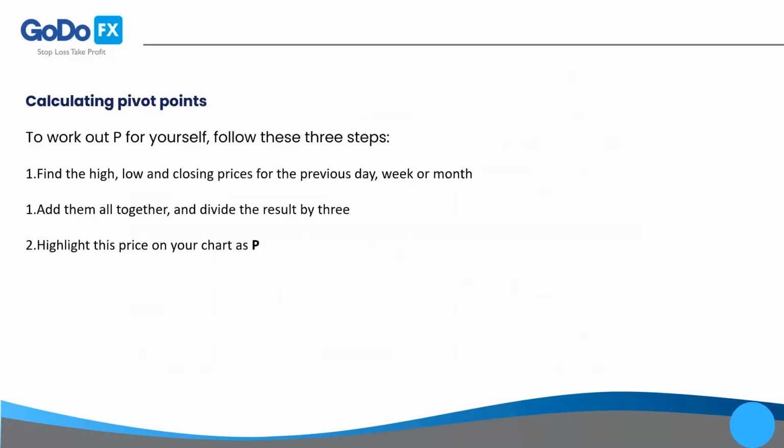So how to calculate pivot points? To work out P for yourself, follow these 3 steps. Find the high, low, and closing price for the previous day, week, or month. Add them all together and divide the result by 3. And then you highlight this price on your chart as P. So you get the high, the low, and the closing price of the market when closed for the previous day, or we can use it for the week or month. And then we add them all together and divide the result by 3.